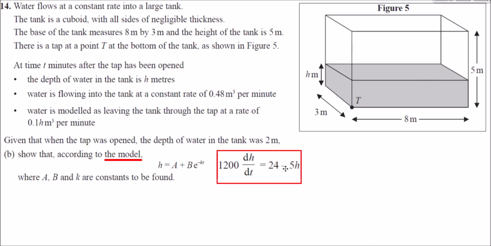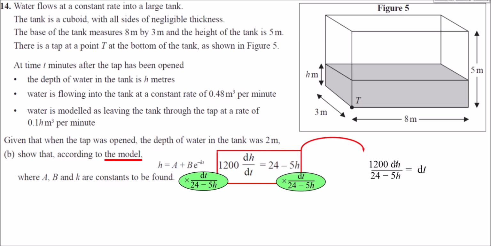And also I could divide both sides by 24 minus 5h so that I get 1200 over 24 minus 5h on the left-hand side, and over here, dividing it by 24 minus 5h will just leave me with a 1. Well, it will become just 1 dt, because I'm multiplying by dt. So in one move, I can think of it as multiplying by dt and dividing by 24 minus 5h on both sides. In other words, this expression in red can be transformed to this. 1200 dh all over 24 minus 5h equals dt.